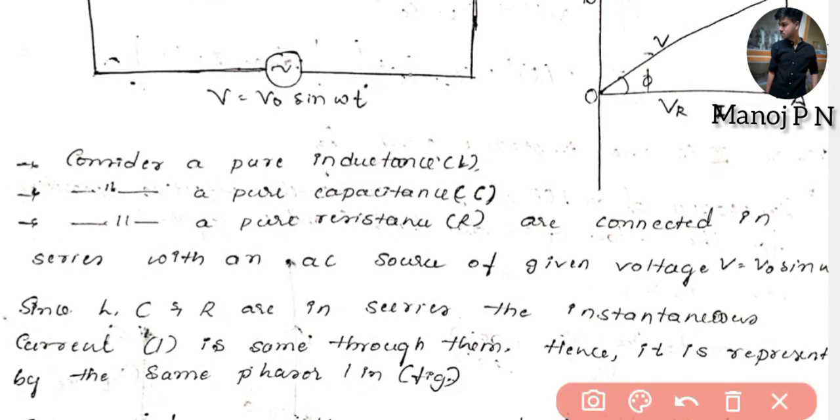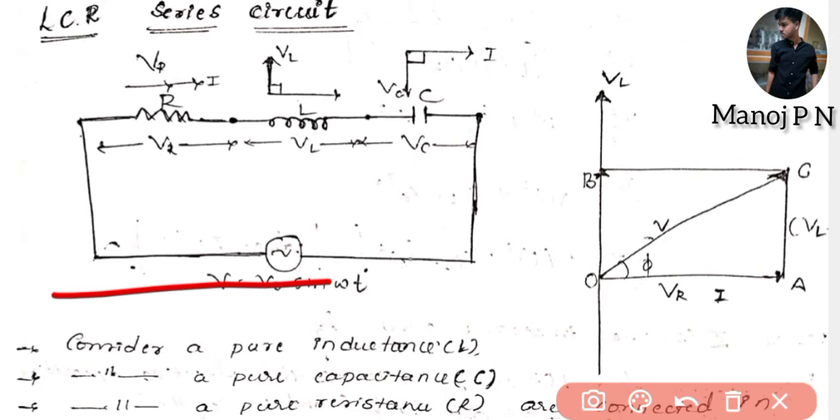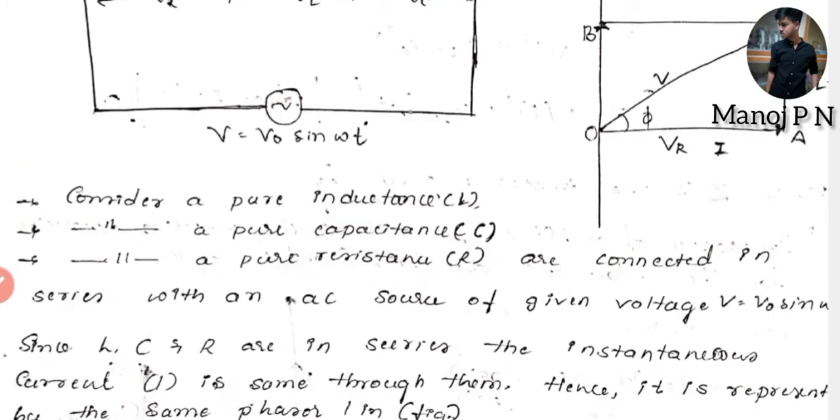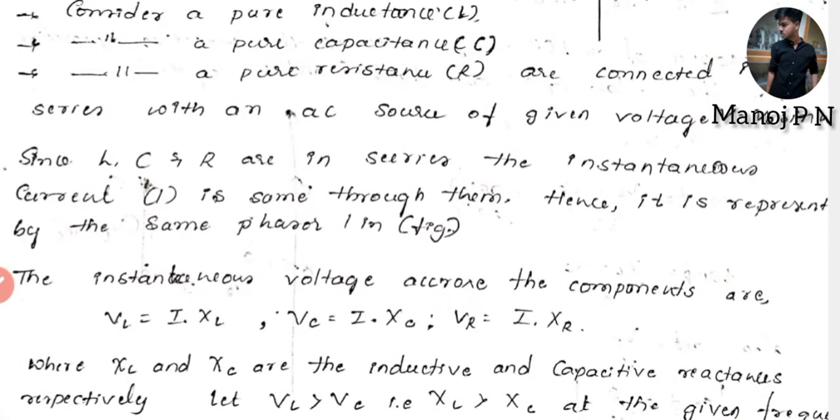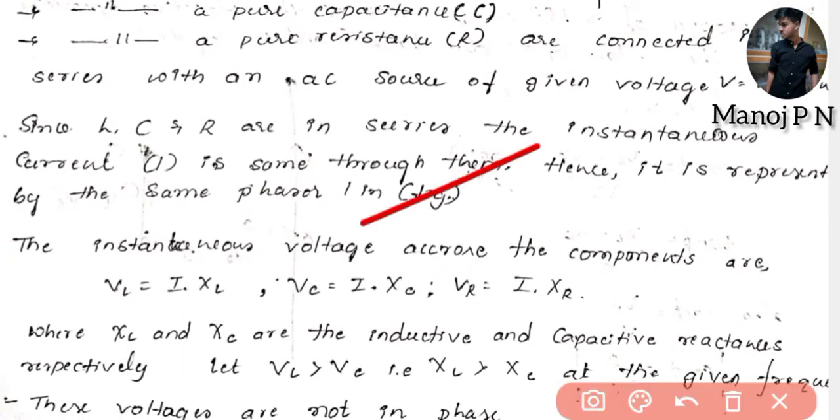Consider a pure inductance L, a pure capacitance C and a pure resistance R, which are connected in series with the AC source of given voltage V equals V naught sin omega t. Since they are connected in series, the current across these three components will be I. That is what we have written in this paragraph.